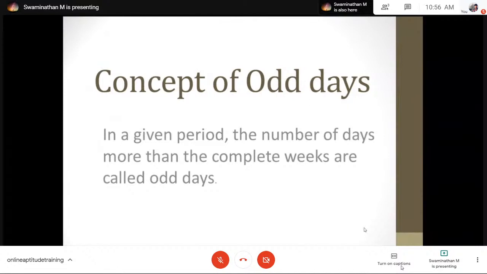For ordinary year, leap year, for century years, for all these, we are going to calculate the number of odd days. First, you understand the odd days are the days left after complete weeks. The number of days more than complete weeks are called odd days.